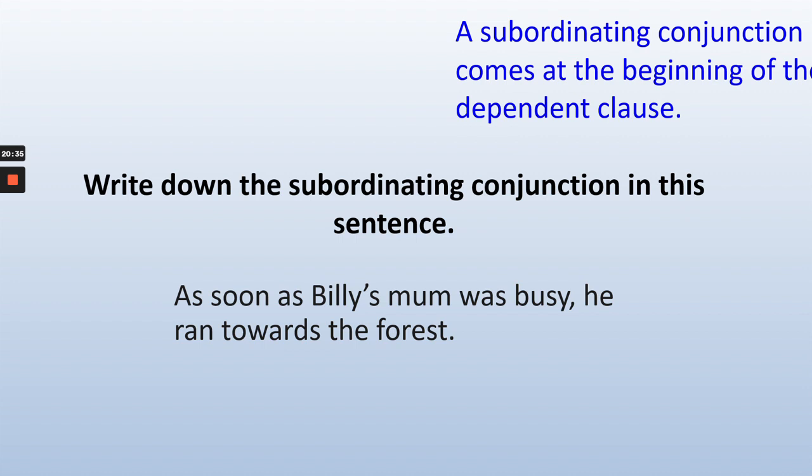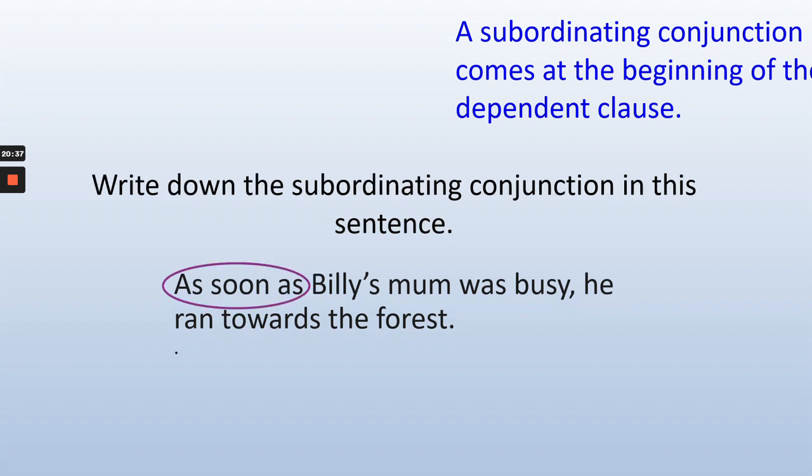Did I manage to trick you? Let's see. As soon as is the subordinating conjunction. Remember that the dependent clause can be at the beginning or the end of the sentence, and as soon as, the subordinating conjunction, can be at the beginning or the middle of the sentence.